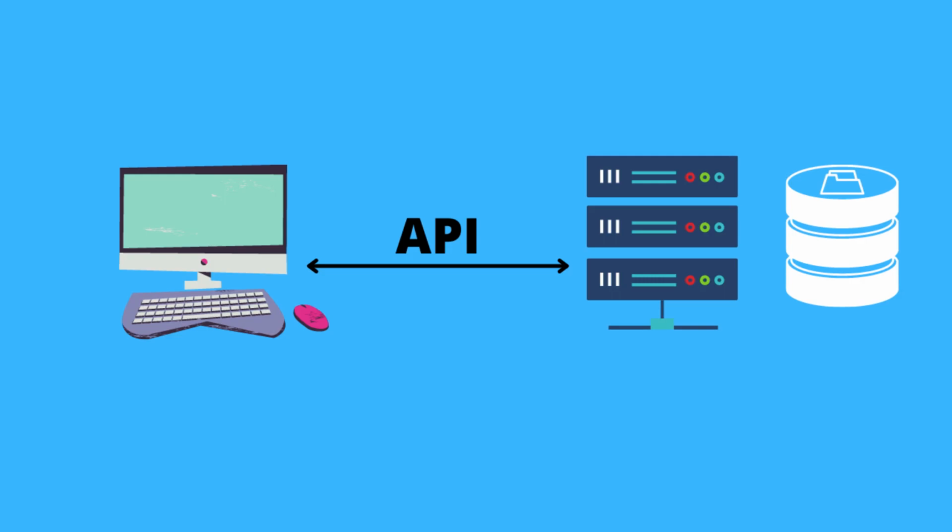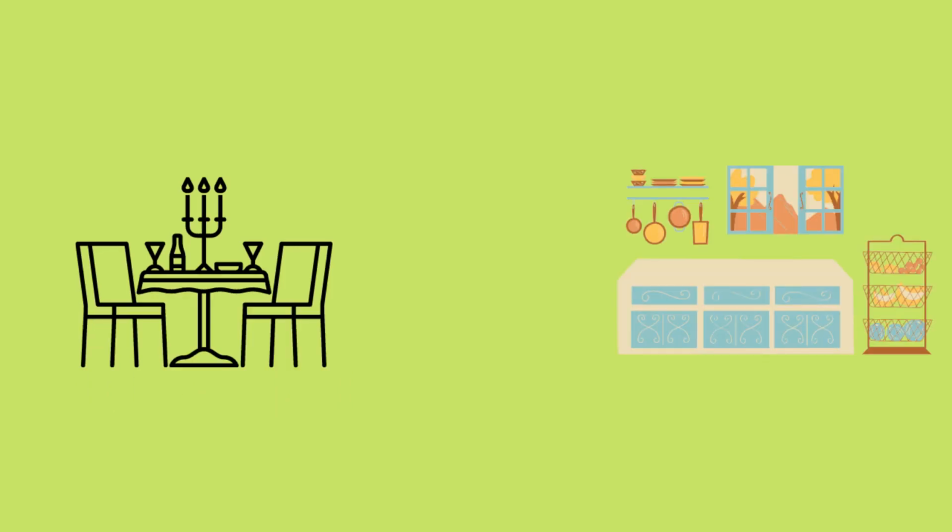I will give you an example which will clear up what exactly an API is. Let's take an example of a hotel. A hotel has two different parts. One is the front end, where the customer comes and sits and has their lunch, dinner and food. And we also have the kitchen, where food is actually prepared for the customers.